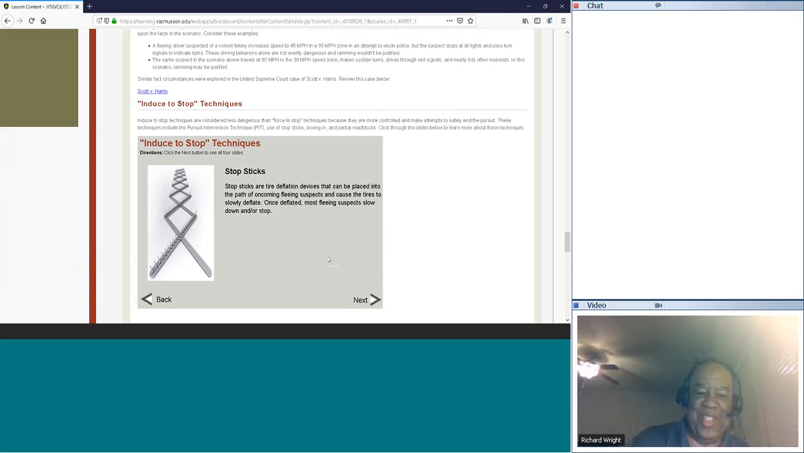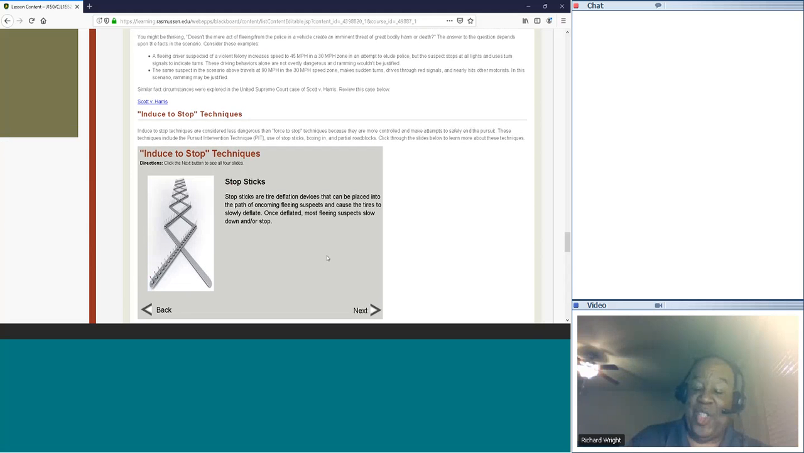Now let's look at another one. Stop sticks. This is what I was talking about earlier. Devices that are placed in the path to cause the tires to deflate. You all are familiar with that. If you've been in a parking lot and they tell you, do not back up, if you back up, you know what will happen. Well, that's the same kind of thing that the police do. And I've been involved in roadblock situations where we use stop sticks, where we put them out, and the cars come, and if they keep coming, we move out of the way, they're going to have flats, and then that's going to slow them down.